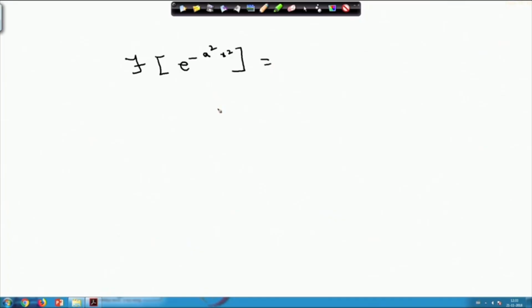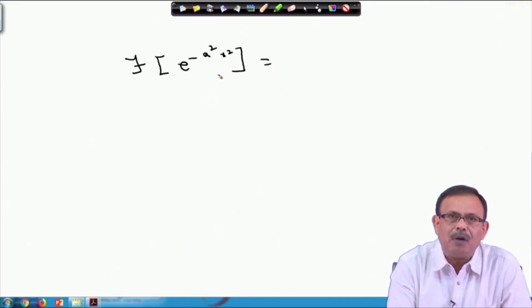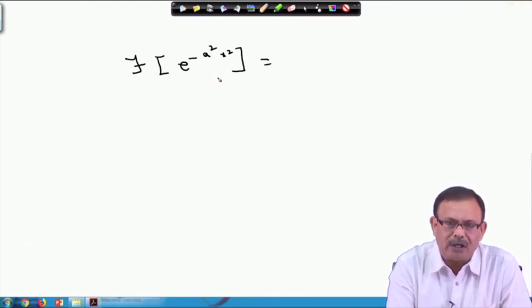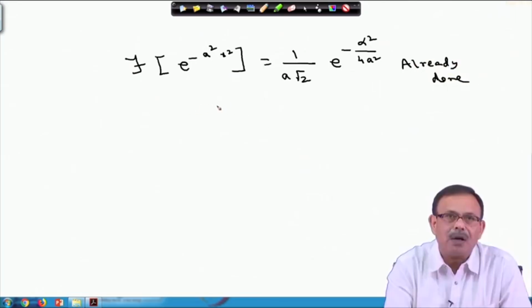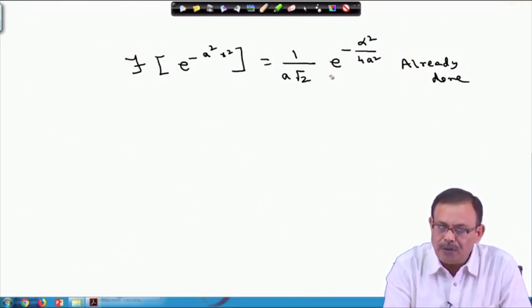If you remember, we already evaluated the Fourier transform of this thing in earlier lectures. So, you may go back and check the result; I am not doing it again. The value will become 1 by a root 2 into e power minus alpha square by 4 a square. Please note this, which we have shown earlier: the Fourier transform of e power minus a square x square equals 1 by a root 2 into e power minus alpha square by 4 a square.